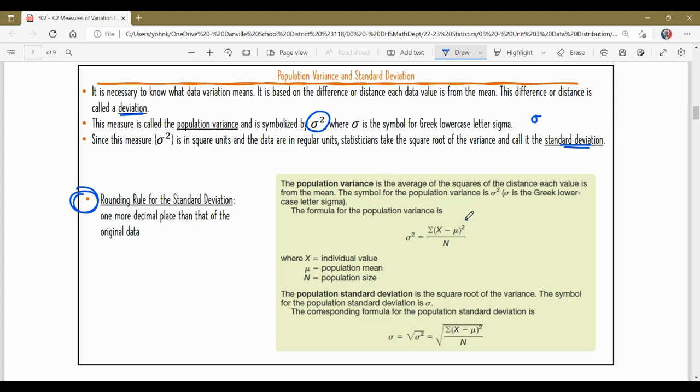Here is the formula for variance. Again, variance is the average of the squares of the distance each value is from the mean. The sigma here means to add them all up. X is the data value, mu is the mean, n is the number of values in the data set. And then if I want to find the standard deviation, I can square root the variance. So sigma squared is the variance, and sigma is the standard deviation.